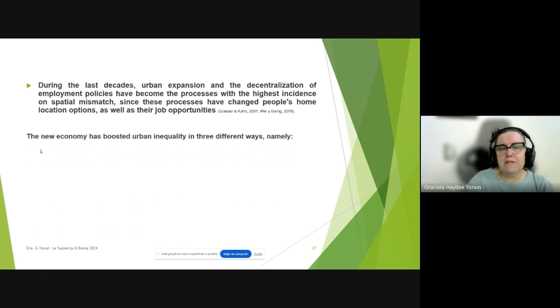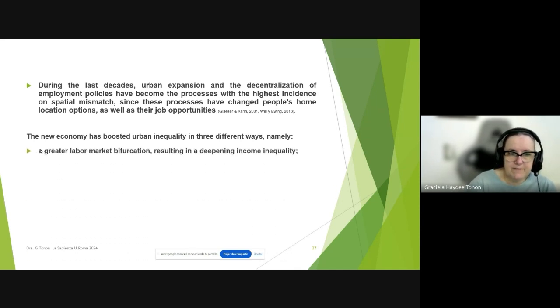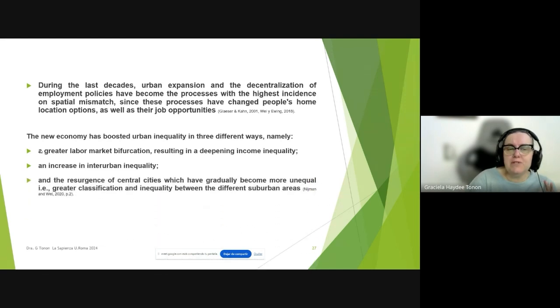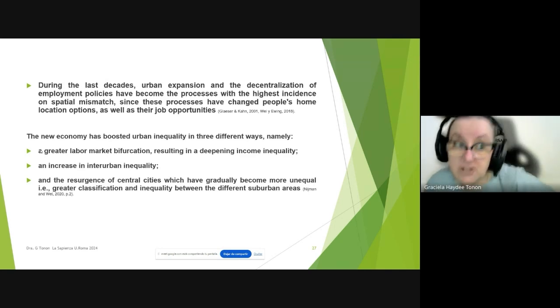The new economy has boosted urban inequality in three different ways, namely a greater labor market bifurcation, resulting in a deepened income inequality, an increase in interurban inequality, and the resurgence of central cities, which have gradually become more unequal, for example, greater classification and inequality between the different suburban areas.